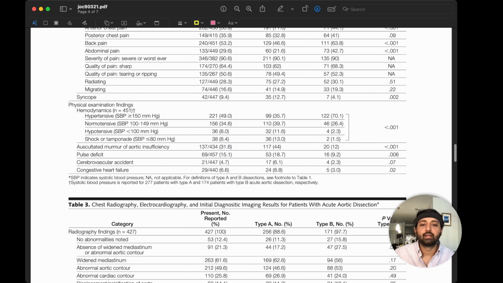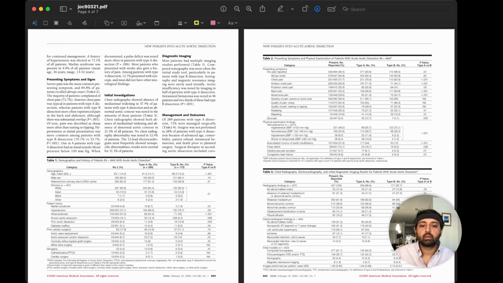Pulse deficit, I think this is so funny because you see it in boards. 85% of people didn't have it. Let's go back.